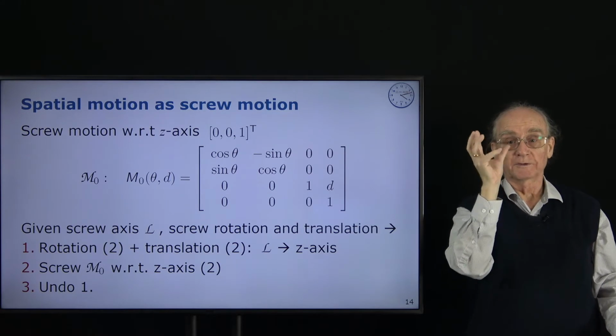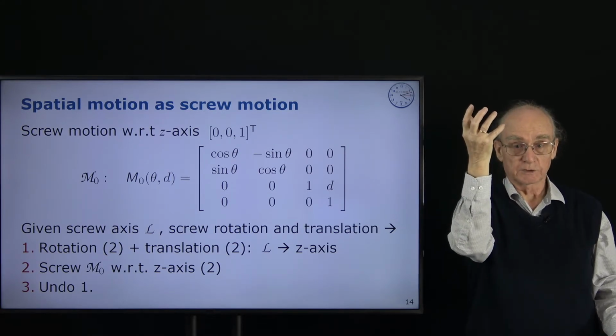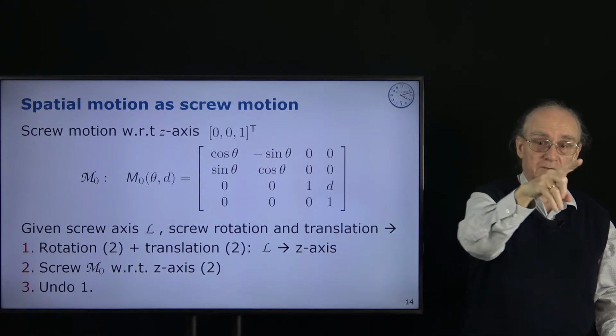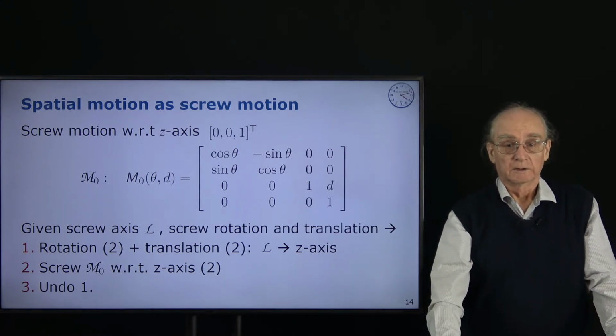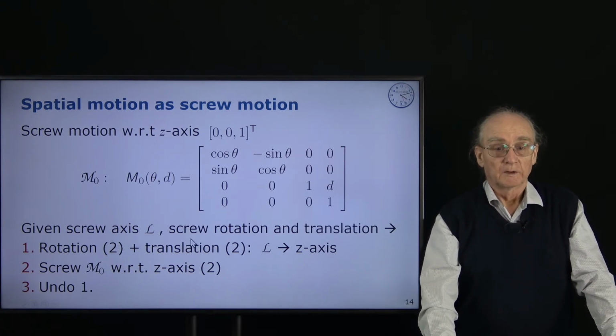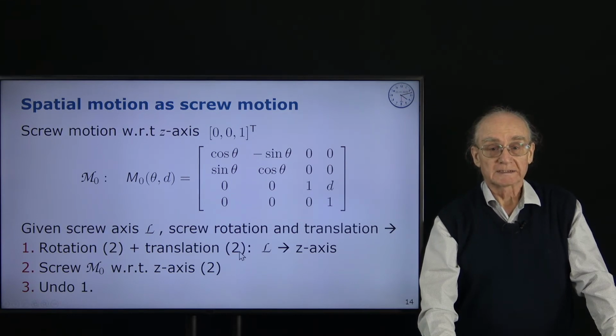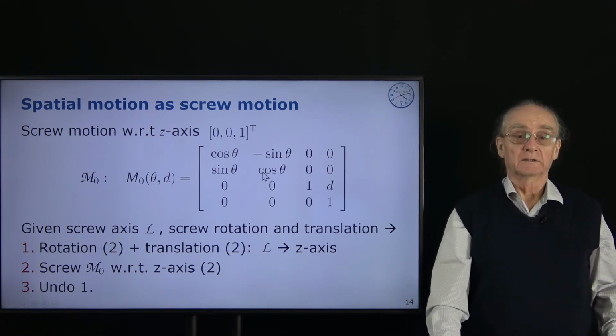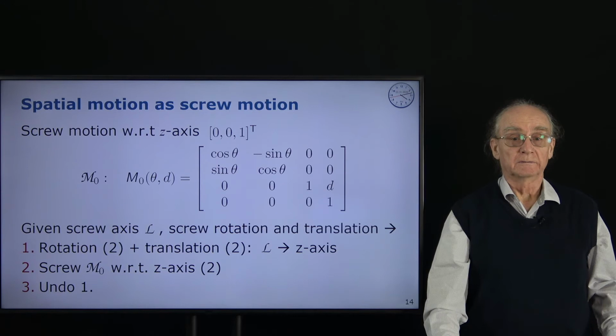Then we perform the screw motion, which is two parameters, and then we undo the rotation and the translation of this line of rotation. So again, we have two parameters for the rotation, two for the translation of the line, and we have two parameters here in this screw motion along the z-axis, again 6 parameters. And we can always represent an arbitrary motion in such a way.